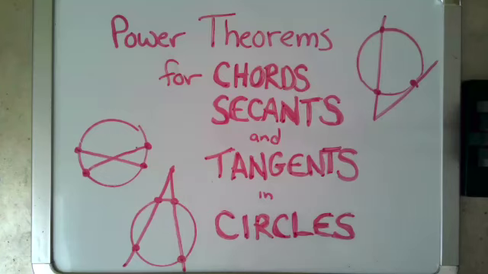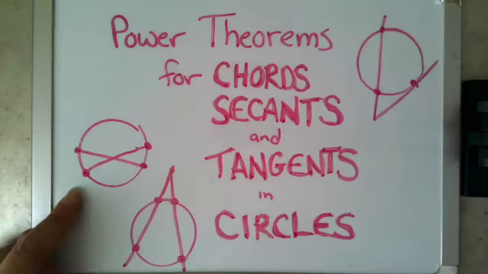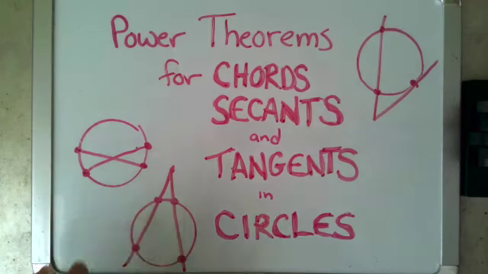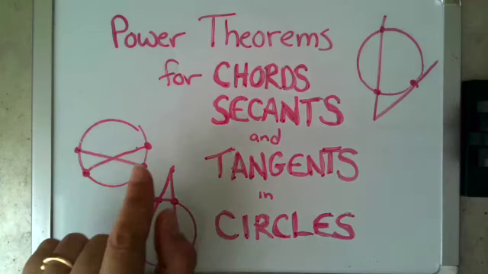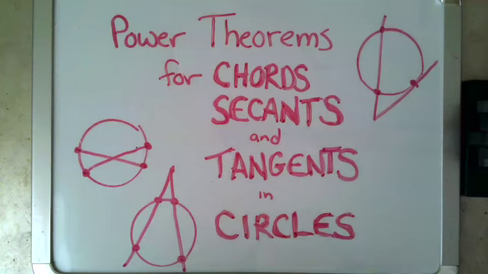All right, let's take a look at the three power theorems for chords, secants, and tangents, and then let's jump into some problems with them. So our first one over here, these are chords. Chords go from one endpoint on a circle to another endpoint on a circle. They do not necessarily pass through the center of the circle.